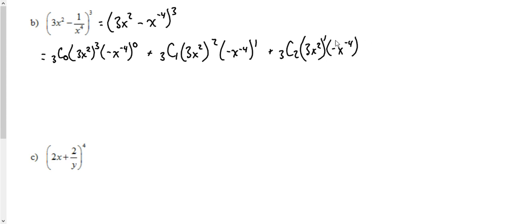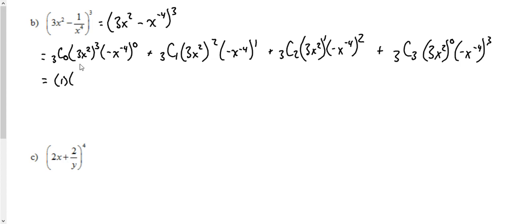Sorry, I should have defaulted in my 1 exponent, 2 exponent right here. Last term, 3 choose 3. So you have 3x squared to the exponent of 0, negative x negative 4 to the exponent of 3. And there we go. And this is just the setup for my expansion. Now I'm going to go in, do all my cleanups, and then I'll multiply, and then I'll collect all my like terms. So 3 choose 0, that's just saying 1.